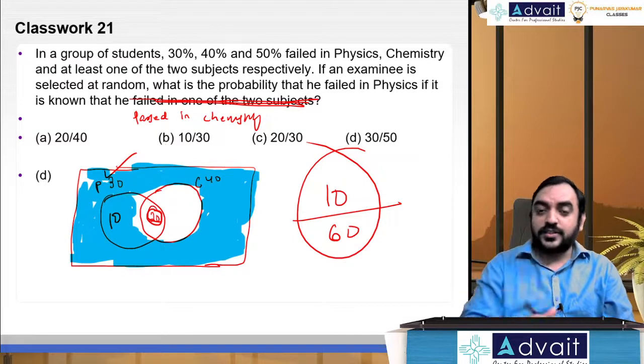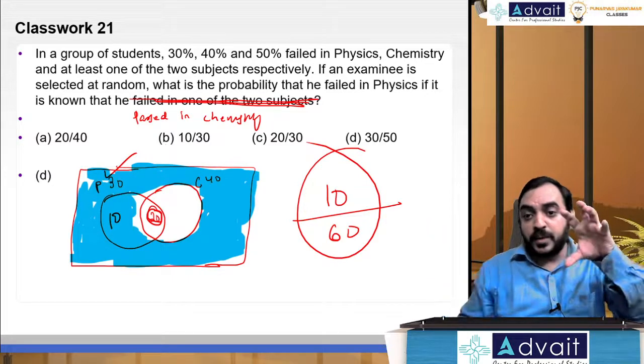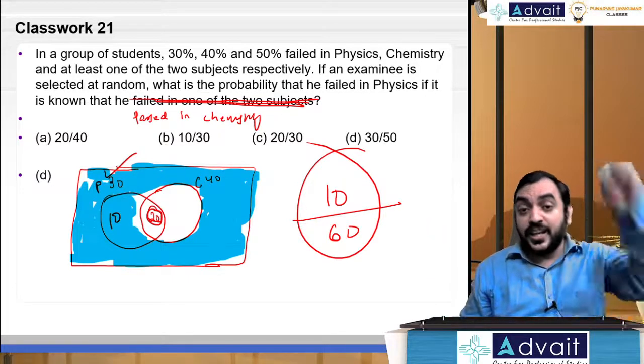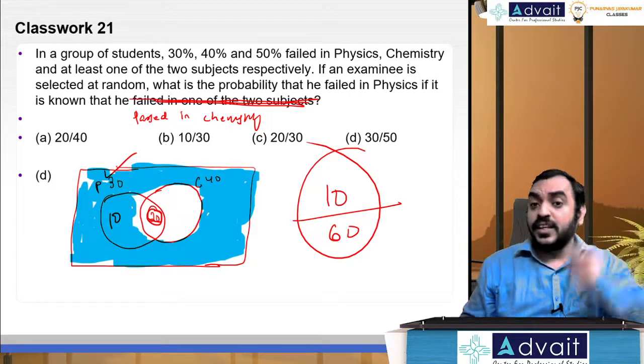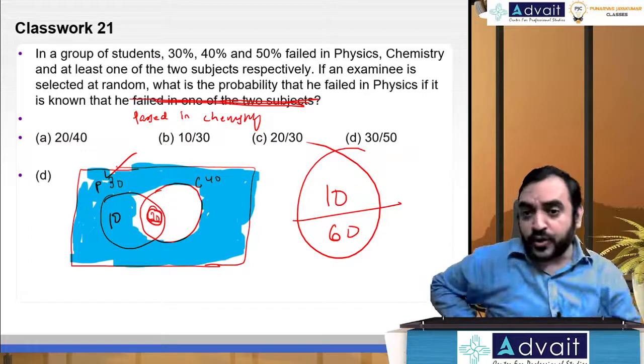They failed in both. Amazing persons. Extraordinary people. So those 20 people I should take out. From the 30 people, I want who failed in physics only because they passed in chemistry. So failed in both, I should take out. Are you able to get that point now?